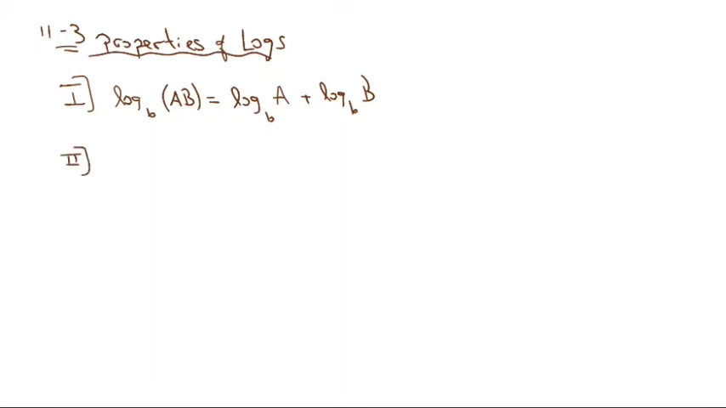Two, if you have log base b of A over B, big A over big B, it's log base b of the first one minus log base b of the second one.